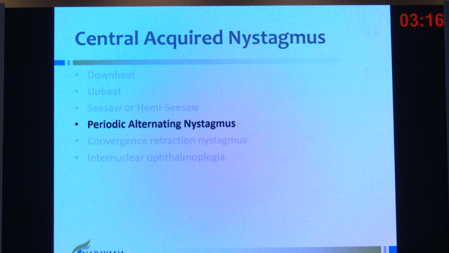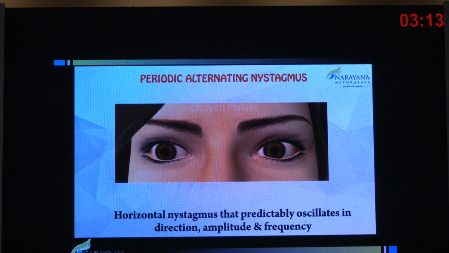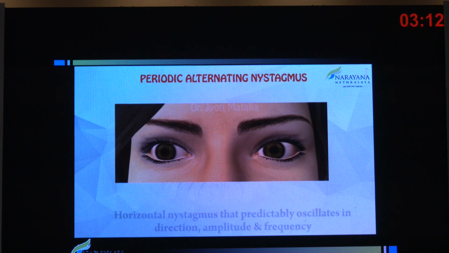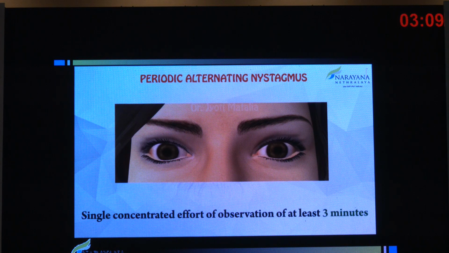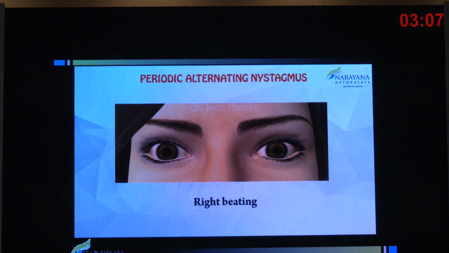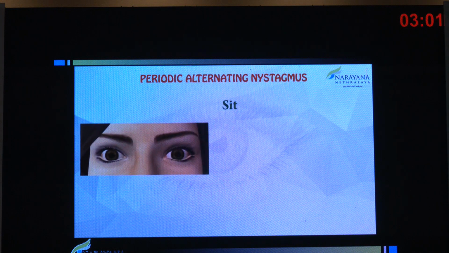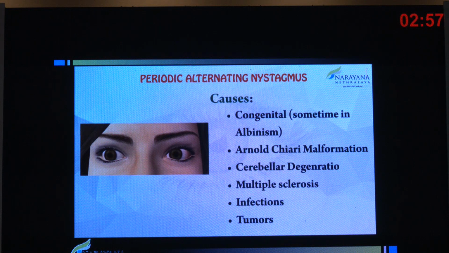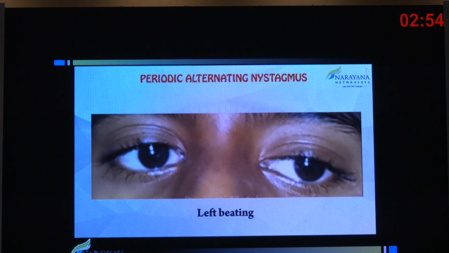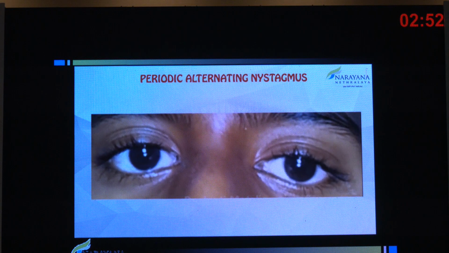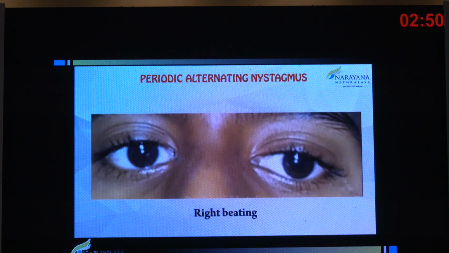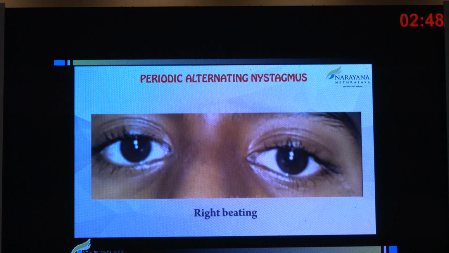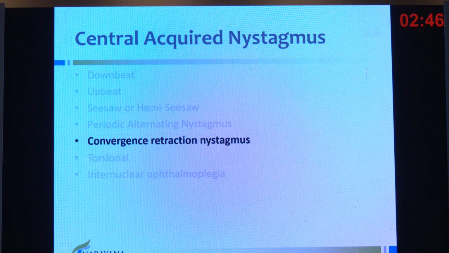Then the periodic alternating nystagmus, horizontal nystagmus that predictably oscillates in direction, amplitude and frequency. So look at the nystagmus for 3 to 5 minutes. So you can see a right beating nystagmus. Eventually, if you keep on concentrating, it becomes a left beating nystagmus. So this is very important. So watch the nystagmus. Don't jump to conclusions on the basis of just one look. 5 minutes is required. And these are the various causes, what you can see. So in this patient, the left beating nystagmus, after some time you watch him, it goes into right beating. So this is how you pick up a periodic alternating nystagmus.